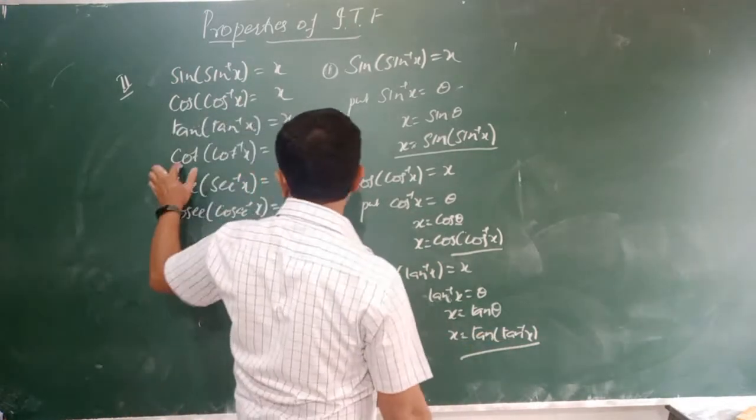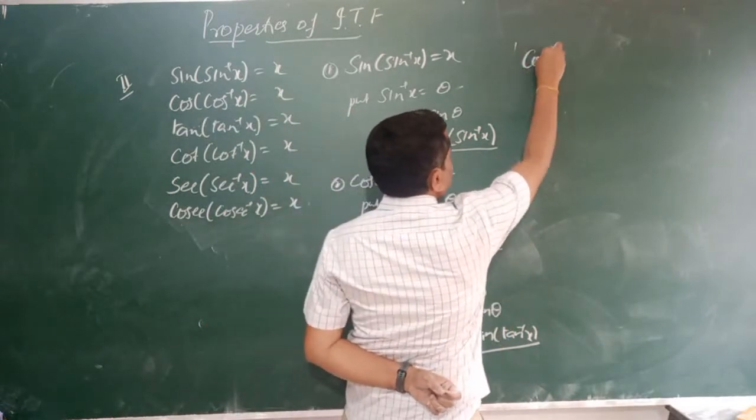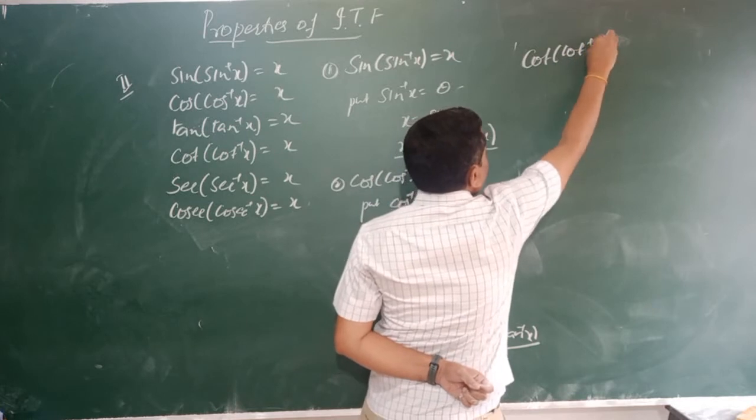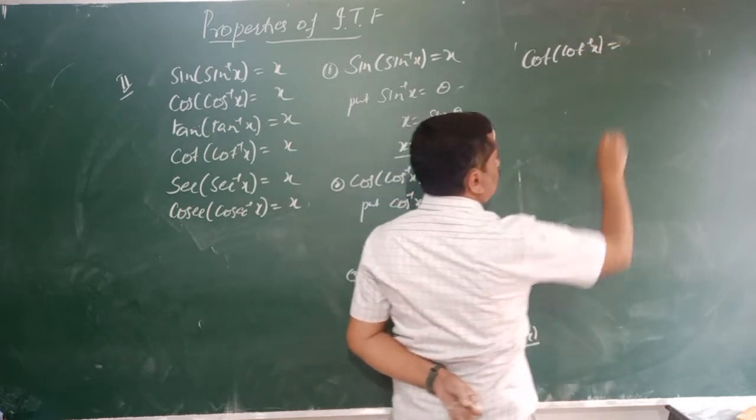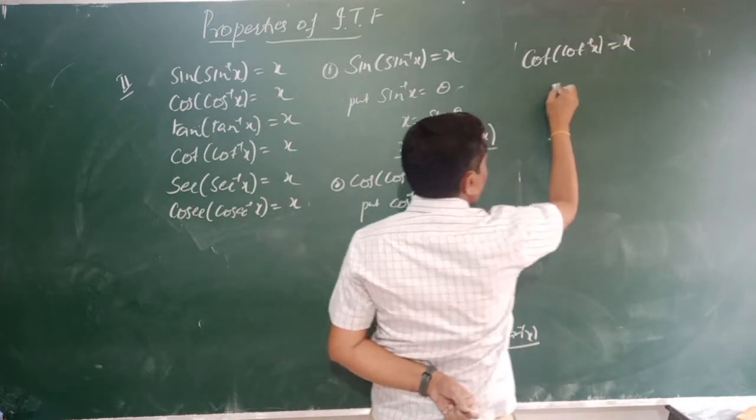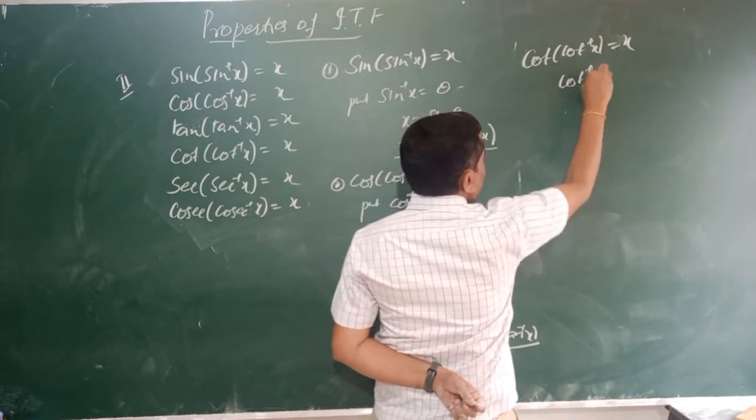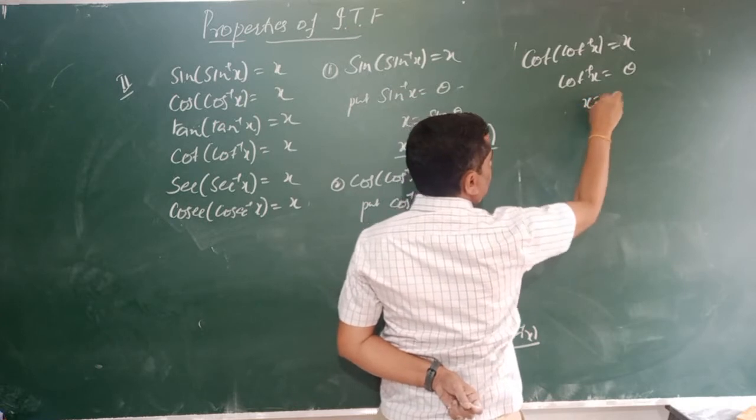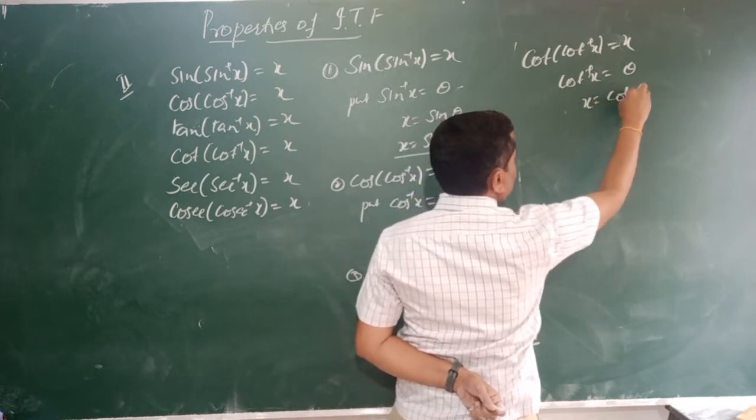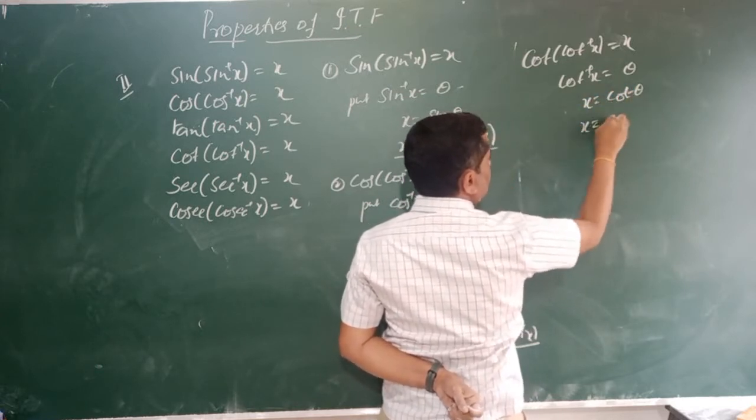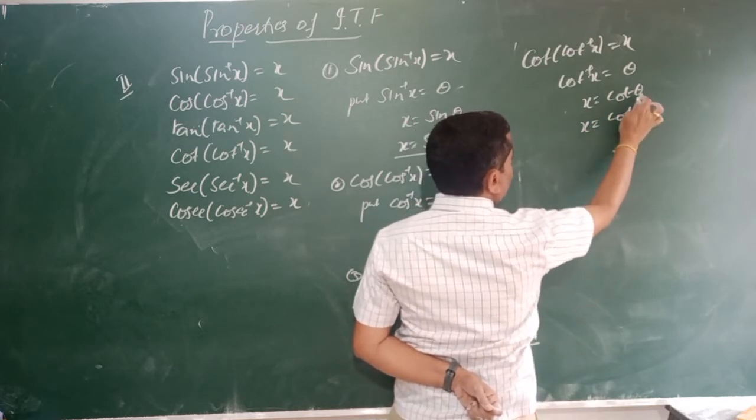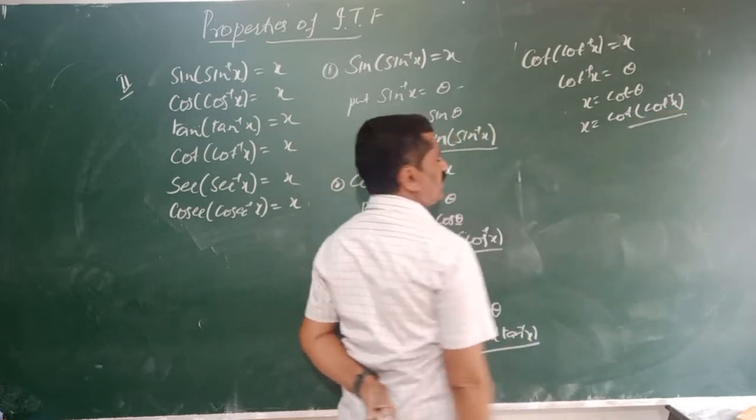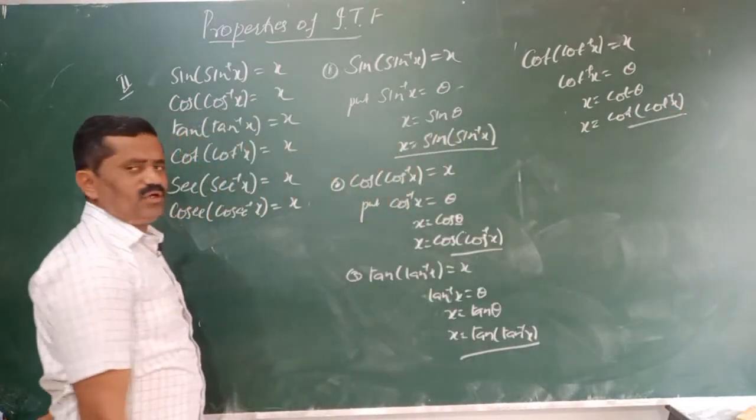Similarly, fourth one we have, that is cot of cot inverse x is equal to x. Put, that is cot inverse x is equal to theta. Therefore, what is x? x is equal to cot theta. Again, x is equal to cot of theta value. So, that is cot inverse of x. Therefore, cot of cot inverse x is equal to x.